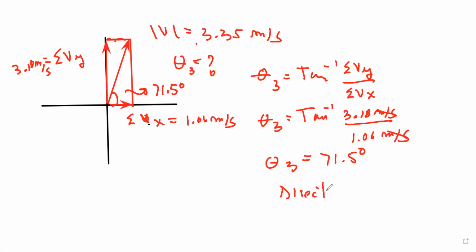So we got this guy, which is 71.5 degrees, and that's the direction of the vector. There we go. And we have done addition. This is addition of the vectors. Okay, so we got that. And now we have finished.